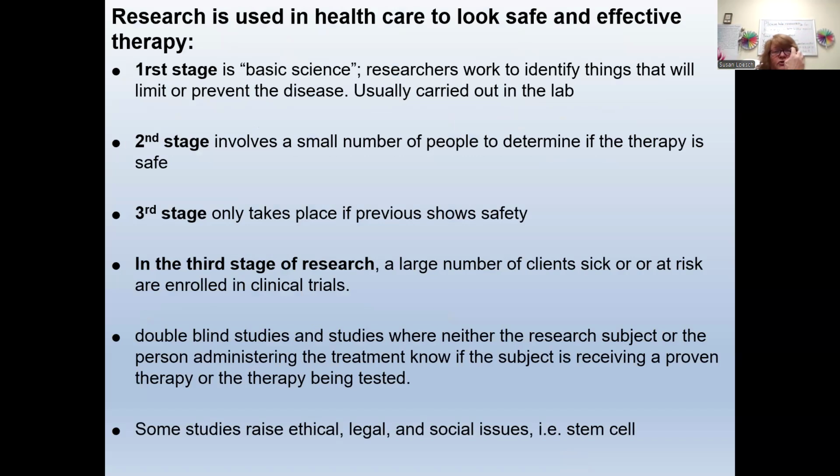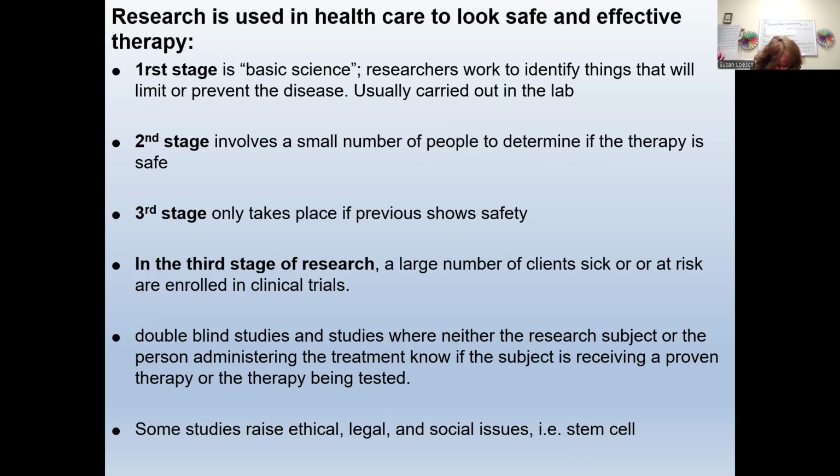All right. Research. Research starts in the lab usually, and we'll use things like rats. The second stage is going to involve a small amount of people. They know there are risk factors here, so they'll get a certain amount of people who sign up, and they'll try it on them. For some people, it's not going to work. If it does work and it's safe, then they go to the third stage.